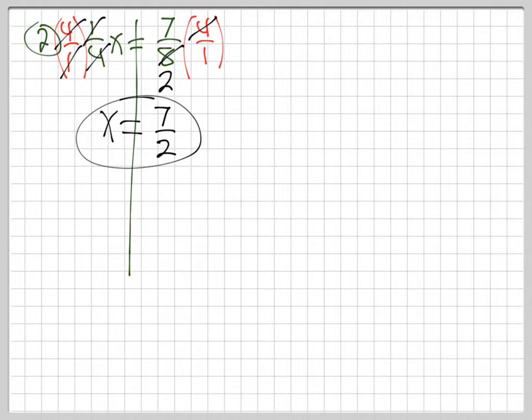So everybody see what happens there? I just multiplied both sides by the reciprocal, it's called. The upside down, the reciprocal, to cancel that out and get x alone. Let's go to number 3.